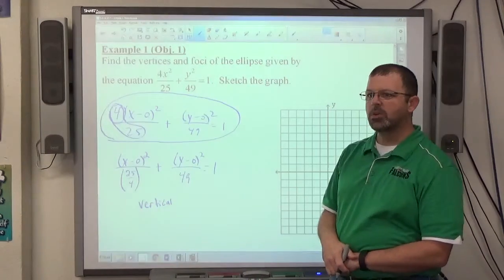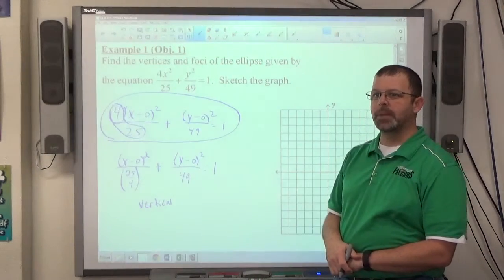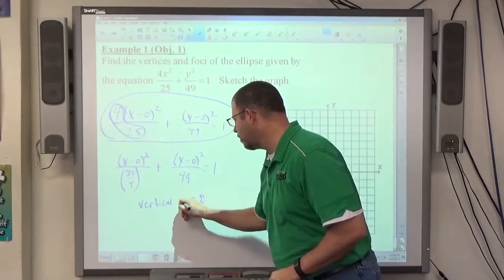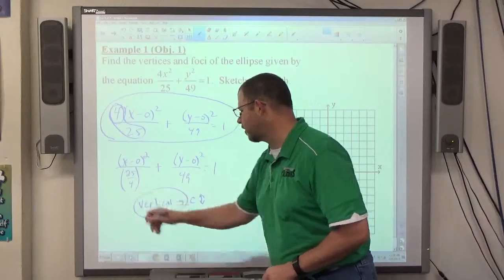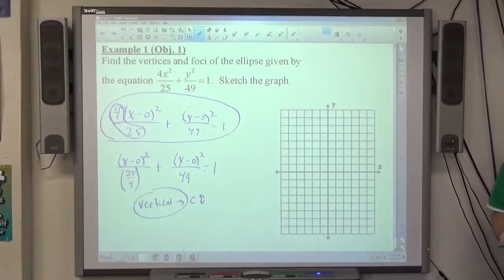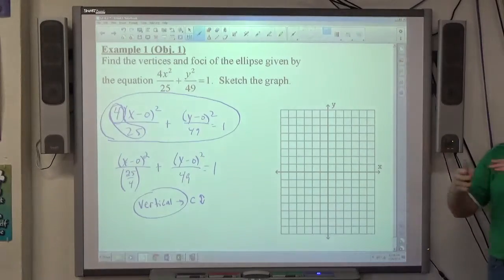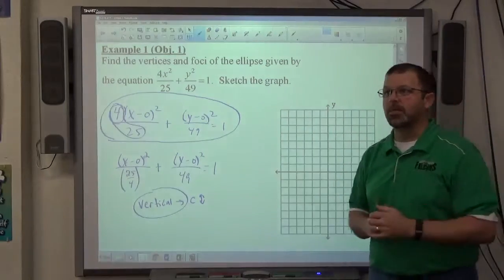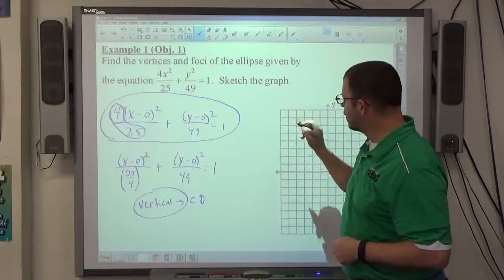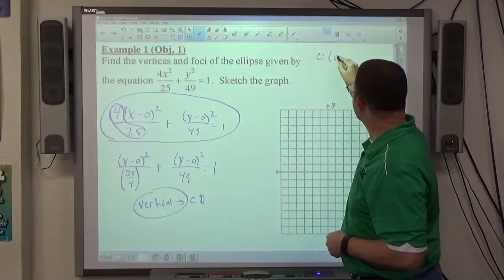ellipse, which means my focal points are going to be going up and down. So C is going to be going up and down. That's why you want to know whether it's vertical or horizontal, to identify where C goes, because that's the only thing that varies in these problems. A always goes left and right, B always goes up and down, C depends on which direction it goes. All right, my center of this ellipse is 0, 0.